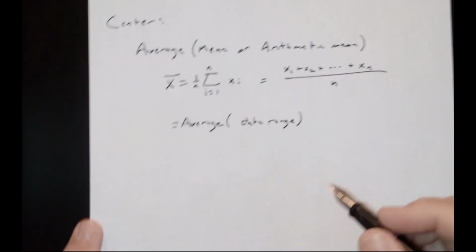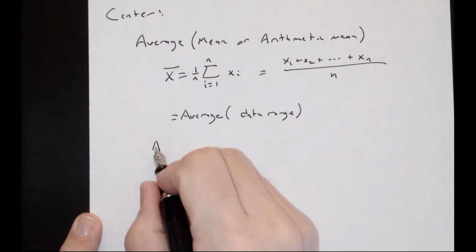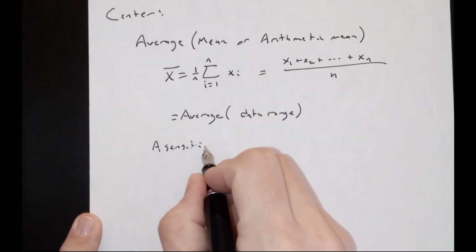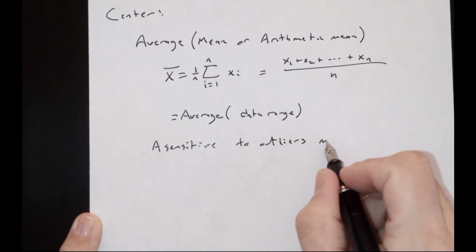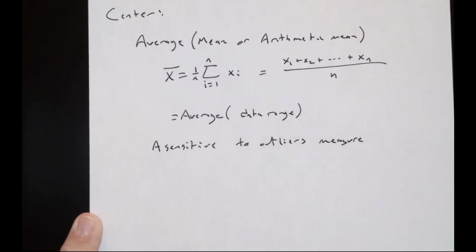We refer to this as a measure sensitive to outliers. I promise we'll do an example. We'll get some more hard numbers on this and be able to see what I mean by a measure sensitive to outliers. There are 2 other commonly used measures of center.